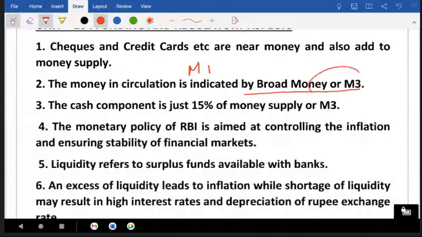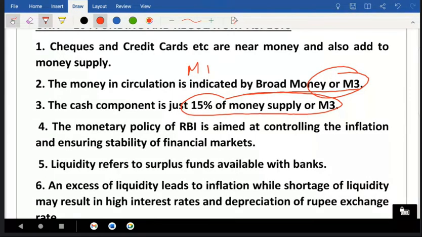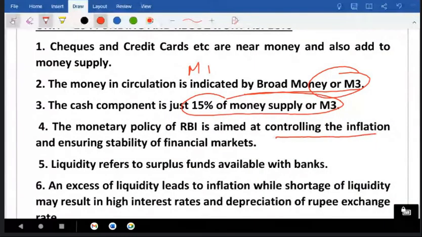The cash component is only 15% of money supply or M3. That means the cash component, whatever RBI is issuing, is only 15% of the M3. What is the aim of the monetary policy of RBI? It is aimed at controlling inflation and ensuring the stability of the financial market. So their main purpose is to control inflation and ensure the stability of the financial market.